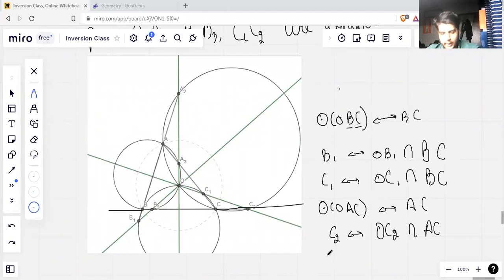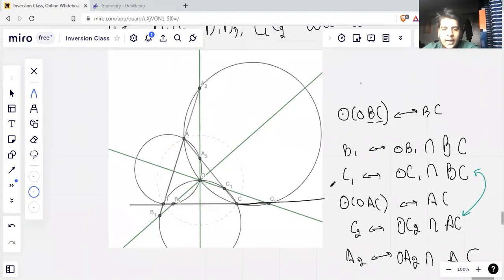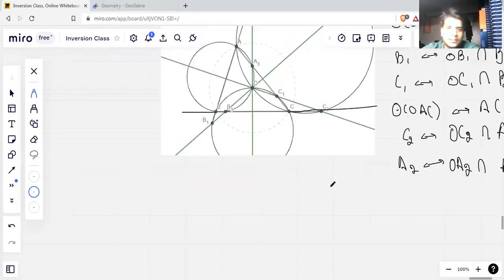And A2 goes to OA2 cap AC. Now the thing is, from these two things, you should get a feel that C1 and C2 are linked and they should be collinear with O. But this doesn't really prove it. This looks very messy, right? Here is a better way to do this.